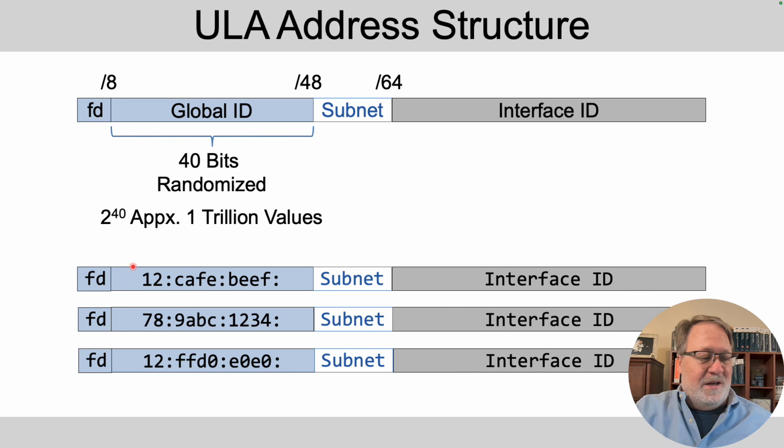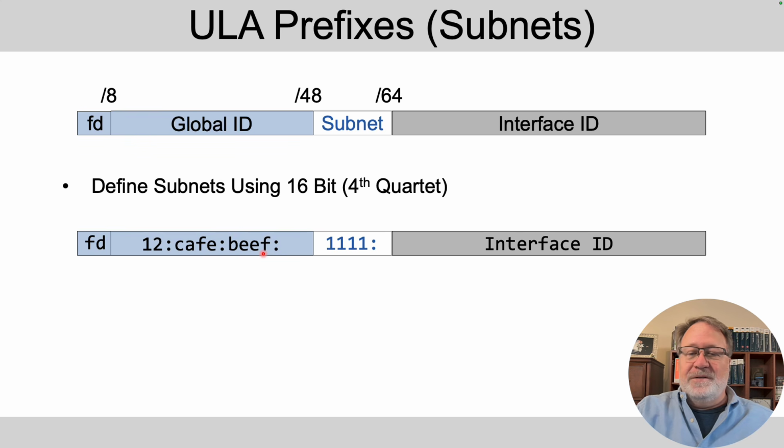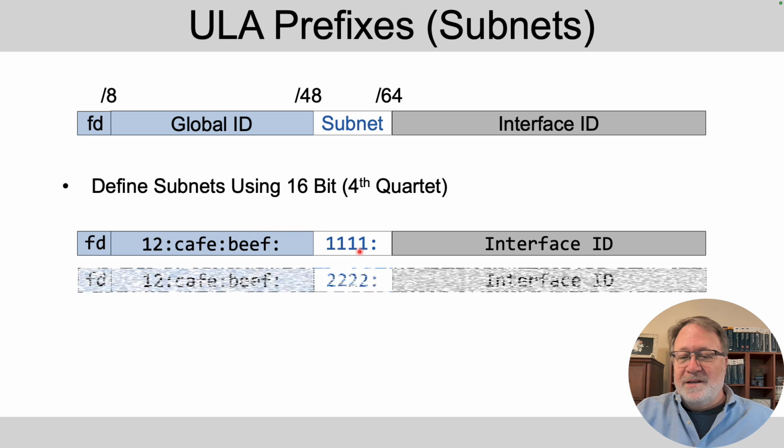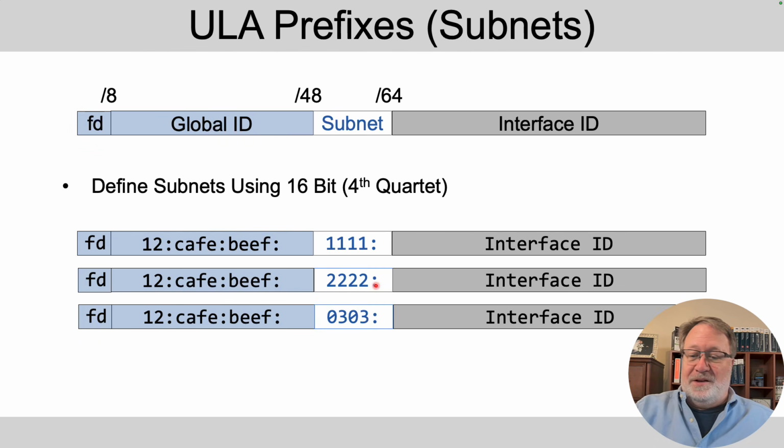For instance, if we had a company that uses this 12 Cafe Beef value for its global ID, all its addresses would begin FD with that value in the first 48 bits, or 12 hex digits. Then for each subnet, for instance, the first subnet, maybe the subnet number is 1111, and the next subnet number is 2222, the next subnet number 0303, and so on. And that's how you would pick numbers to identify different subnets inside the network.